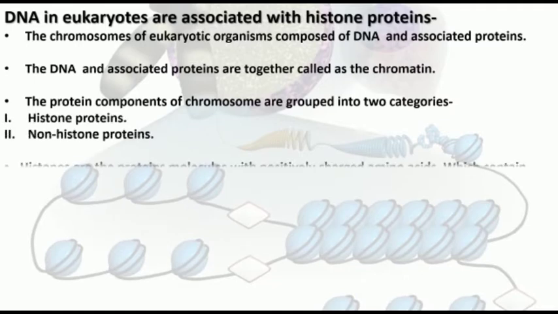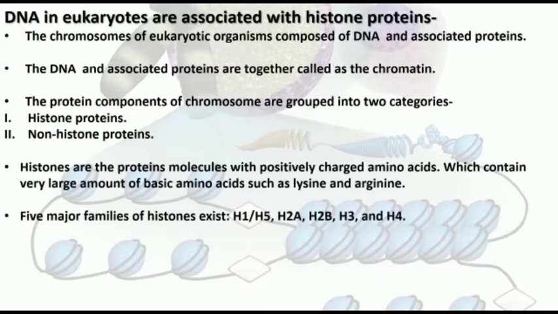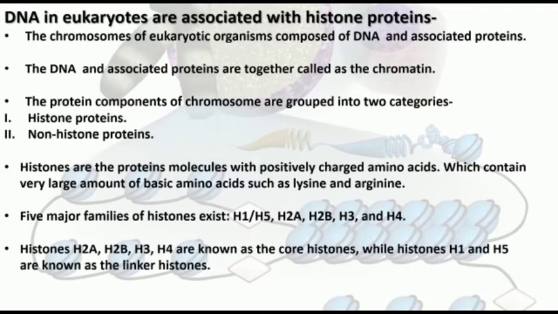The exact nature of the folding pattern of DNA and its association with proteins was a highly debated topic. There are several models. The DNA and associated proteins are together called chromatin. The protein components of chromosome are grouped into two categories: histone proteins and non-histone proteins. DNA in eukaryotes is associated with histone proteins.